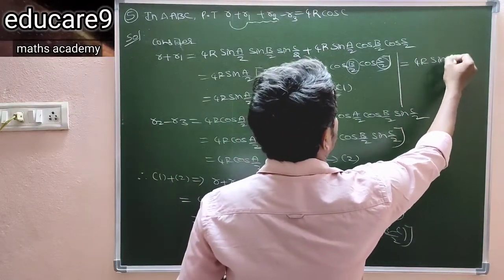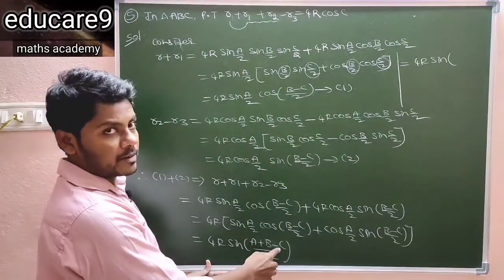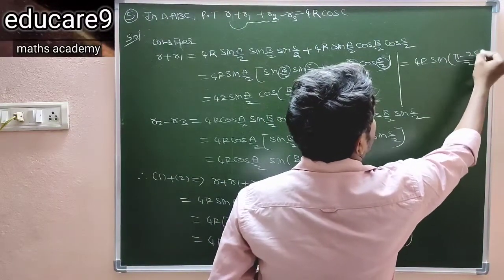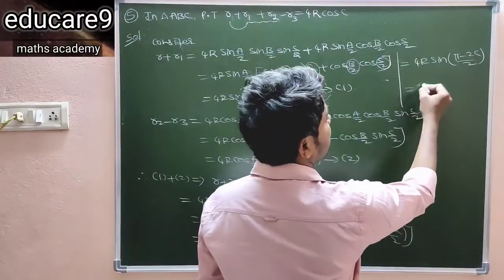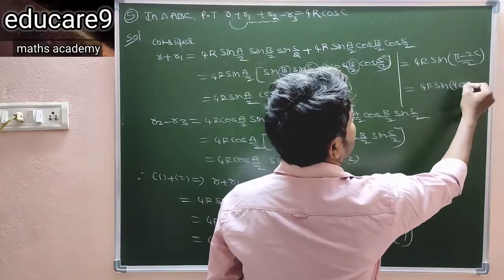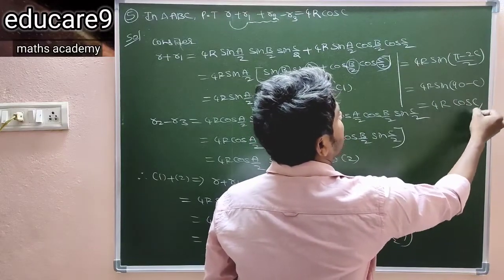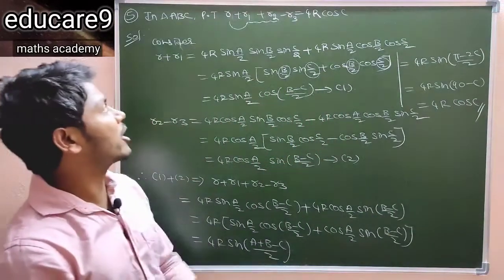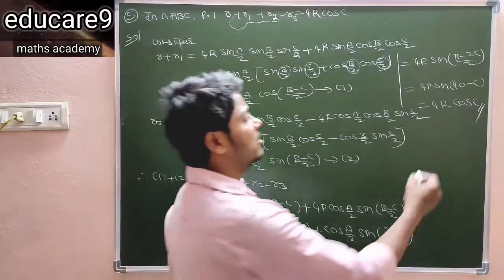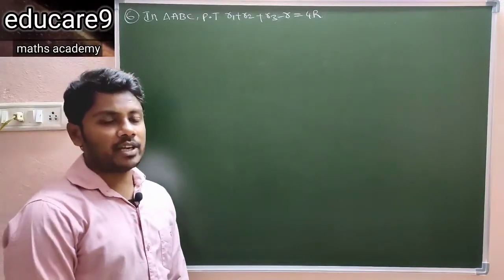4R sin of pi minus C. Again C is there. Pi minus 2C, so pi minus 2C divided by 2. So this is 4R sin of pi by 2, which is 90 minus C. So what you get? 4R cos C. Therefore R plus R1 plus R2 minus R3 value is 4R cos C. So see the next one.